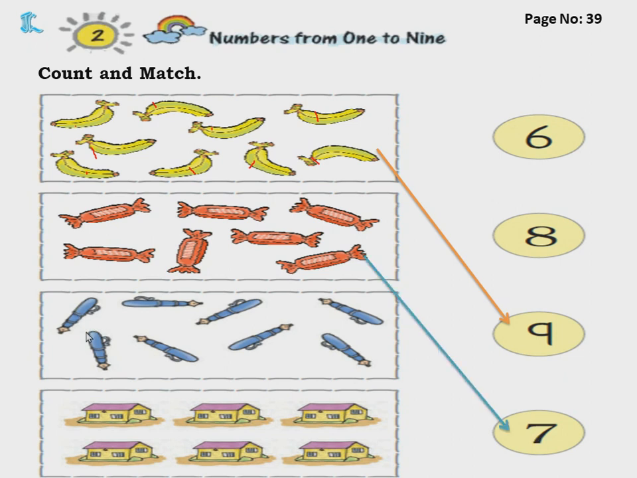Next, pens. 1, 2, 3, 4, 5, 6, 7, 8. Where is 8, children? Here is 8. Next, houses. 1, 2, 3, 4, 5, 6. So where is 6? This is 6. So we'll match it here.